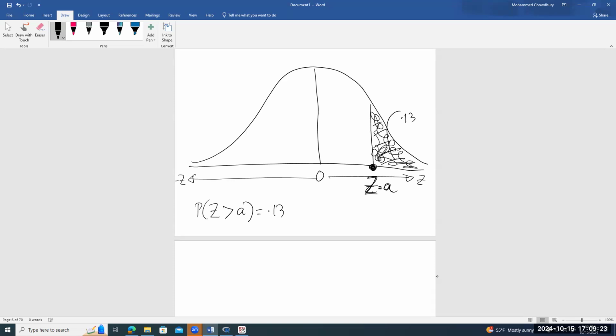Okay, tell me. You can find that value in the Z table. Yes. I can find that 0.13 in the Z table, right? And then corresponding to 0.13, I can find the Z value, which is equal to A. Understand? But you have better options. If you know Python code, one line of code will give you the answer very quickly. Okay? So let me go to the table approach first so that we can discuss.